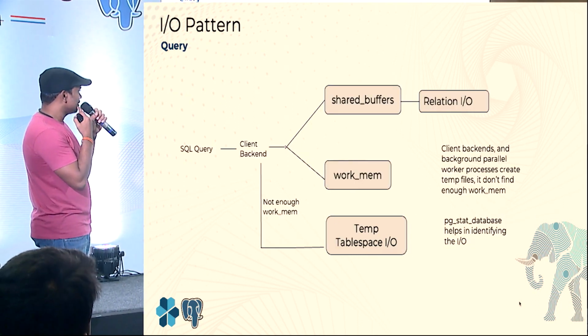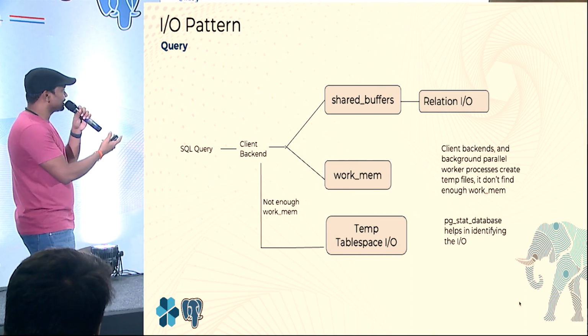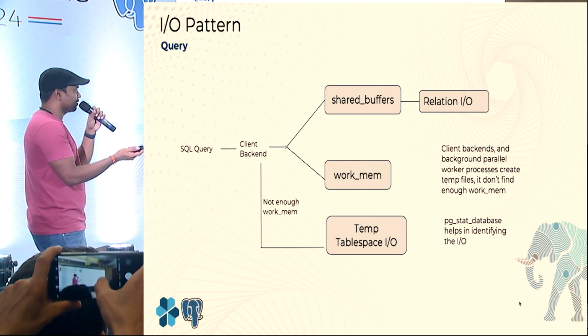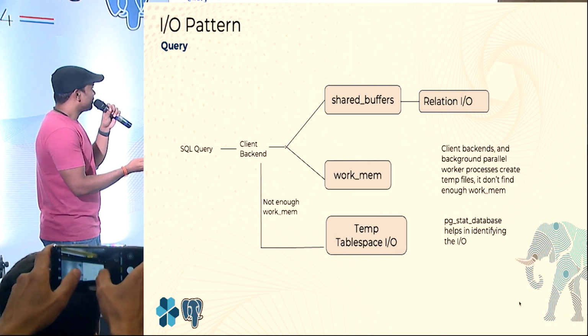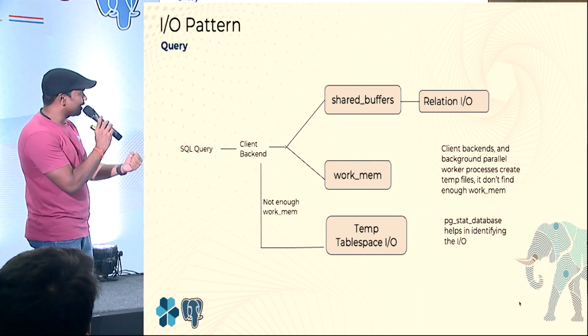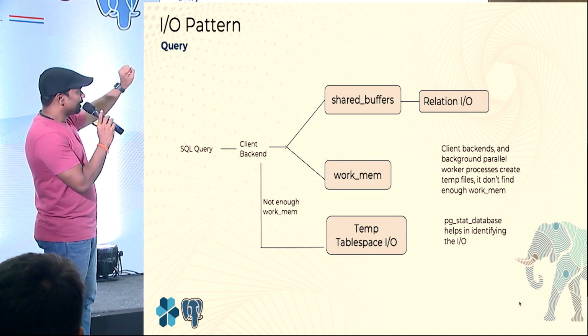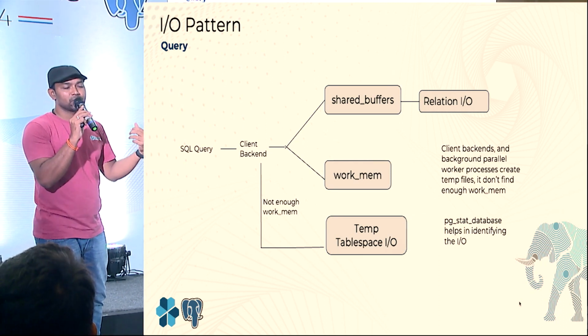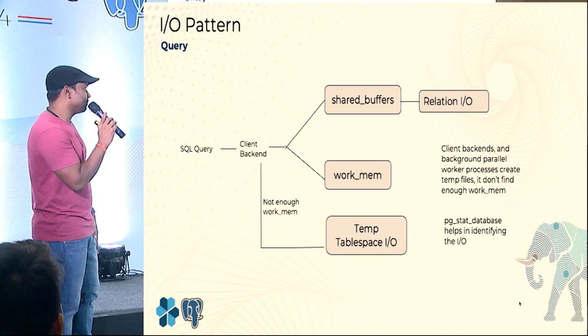Next, another I/O pattern. It's a simple SQL query. Take a simple SQL query, and I think we all know it. When the SQL query executes, it fetches the data from the underlying relation I/O, and it places it into the shared buffers. It's like a cache. It's a Postgres cache. You can treat that as a Postgres cache.